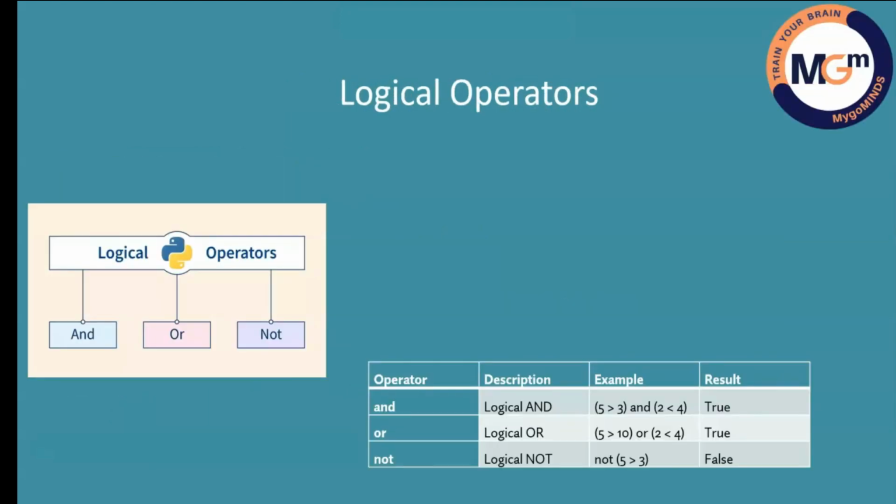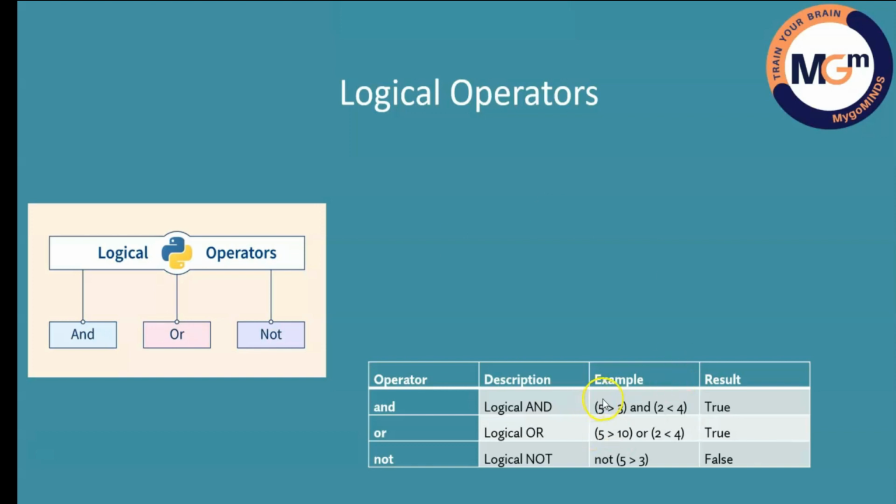We also have logical operators. We have three types of logical operators in Python, which are and, or, and not. Let me explain how and, or, and not work. They work between two Boolean values only.